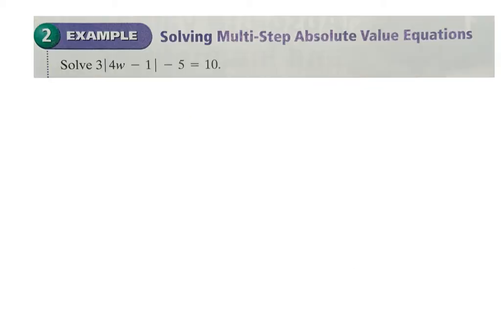The next thing we're going to look at is what happens when you have things outside of the absolute value. When we're doing absolute values, we want the absolute value by itself before we solve. So for this particular one, we have 3 times the absolute value of 4w minus 1 minus 5 equals 10. So what we need to do before we set up our two equations is we need to get this absolute value by itself. To do that, we are going to do exactly what we would do algebraically to get something by itself. For this one, we will add the 5 to both sides.